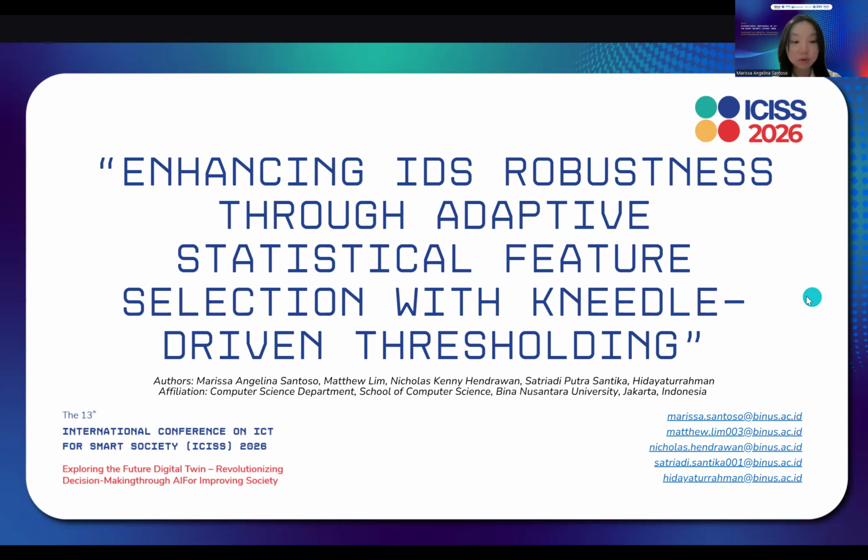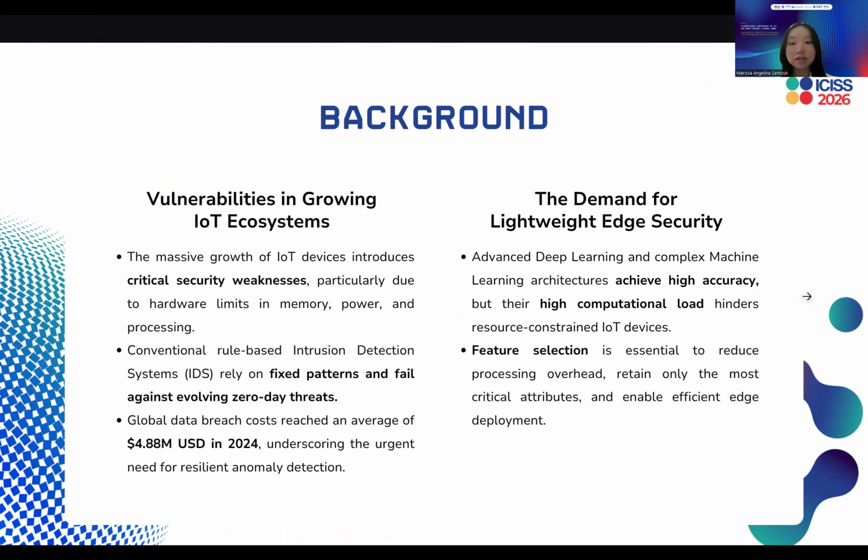So, let's begin with some background. IoT ecosystems are growing fast, but that growth introduces critical security weaknesses, particularly because these devices are limited in memory, power, and also processing capability. The conventional rule-based IDS relies on fixed patterns, which means they fail against evolving zero-day threats, and the stakes are real. Global data breach costs reached an average of 4.88 million US dollars in 2024.